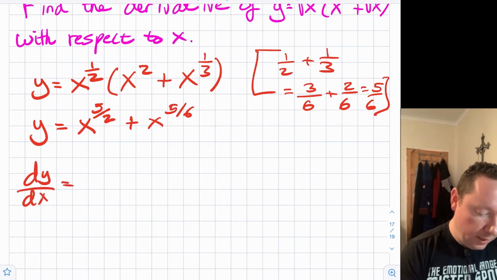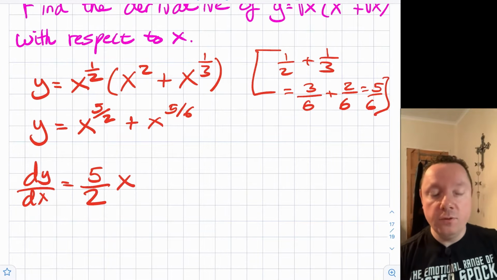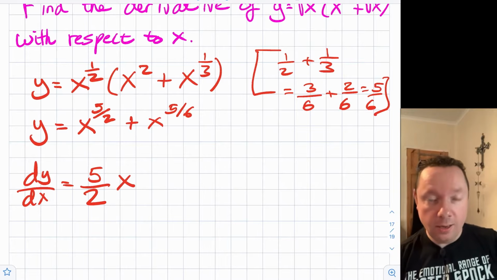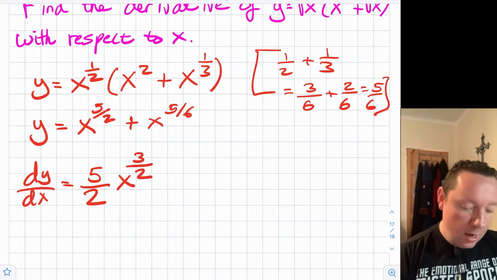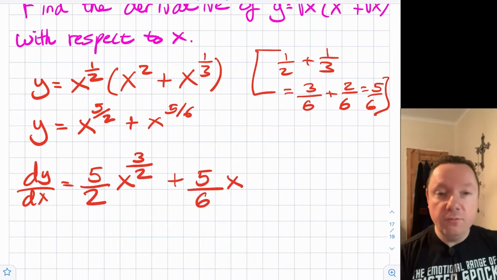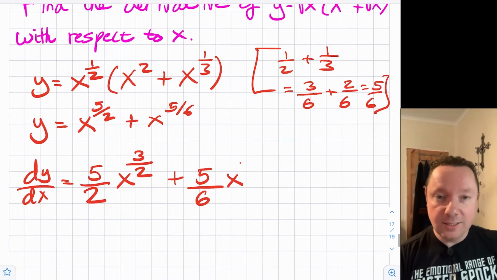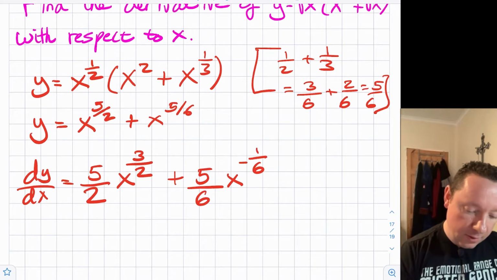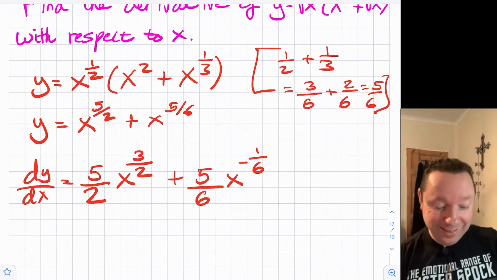So dy by dx, 5 halves goes in front. x. Take away 1 from 5 halves. So take away 2 halves. 5 minus 2 is 3. So I get 3 halves. And the second one, plus 5/6. Take away 1 from 5/6. So take away 6/6. 5 minus 6 is minus 1/6. That would be a perfectly acceptable answer, but we can tidy it up.